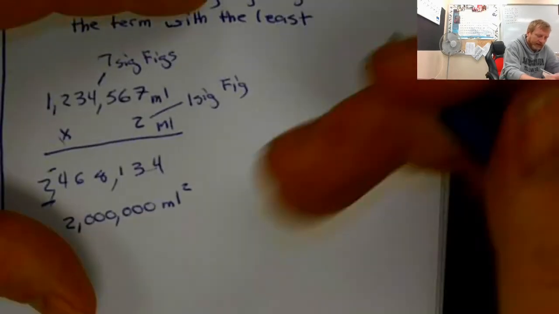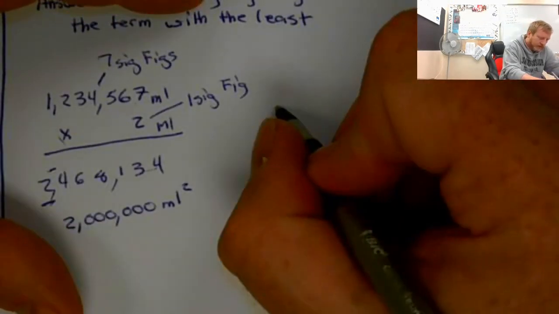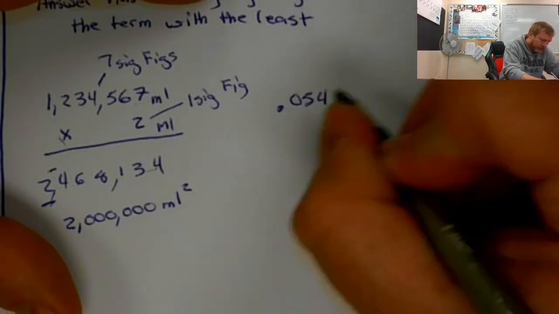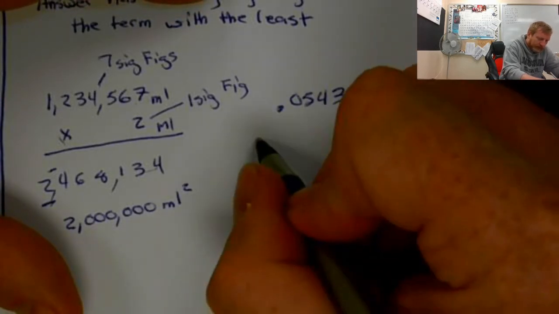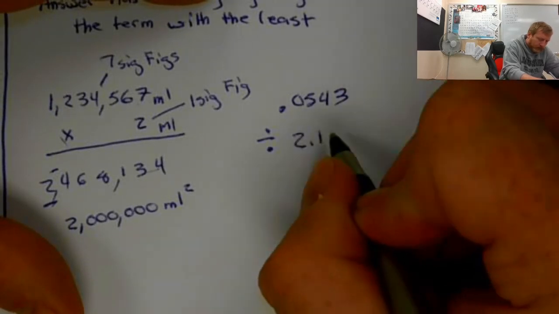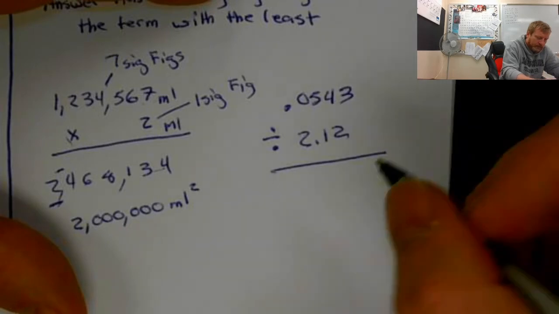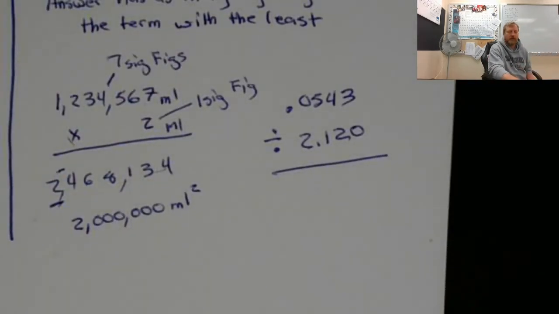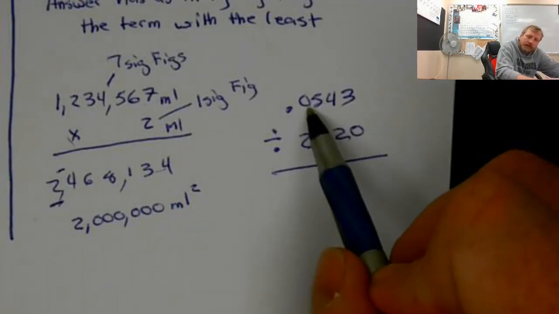Let's say that I've got something a little bit tougher, maybe 0.0543, and I'm going to divide that by 2.12. Okay. And let's actually make that 2.120. Now we're going to take a look. First thing we need to do in multiplying or dividing sig figs is count the number of significant figures in each one of these.